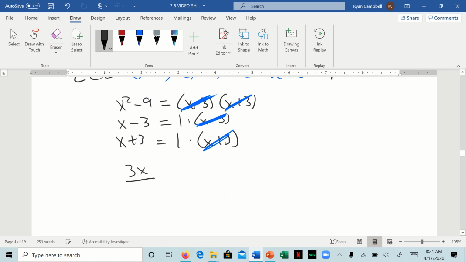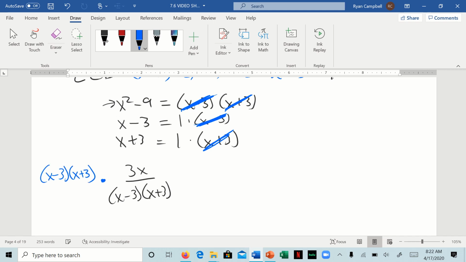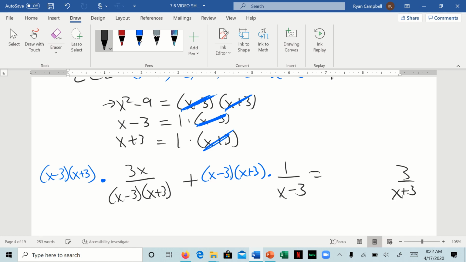So 3x over, and again, we don't have to do x squared minus 9 anymore. We can just do x minus 3, x plus 3. So we're going to multiply that by x minus 3, x plus 3. Plus, and then we're going to multiply 1 over x minus 3 by x minus 3, x plus 3. And then the last one, 3 over x plus 3. Oh, not 1, 3. There we go.